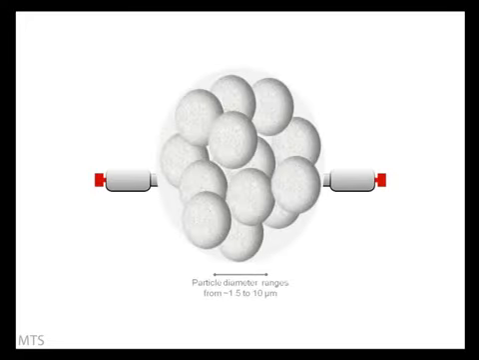The stationary phase in your column is typically, but not always, in the form of very small spherical particles. The diameter of these particles is in the order of a few microns, that's 1/1000th of a millimeter. In analytical HPLC, the particle size diameter ranges from approximately 1.5 to 10 microns.